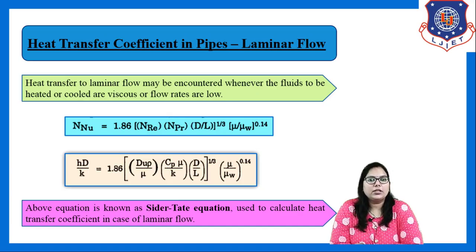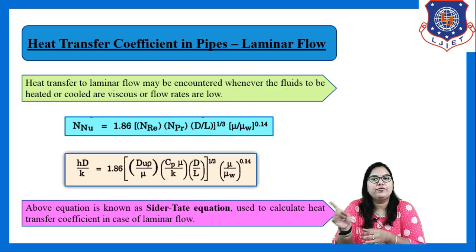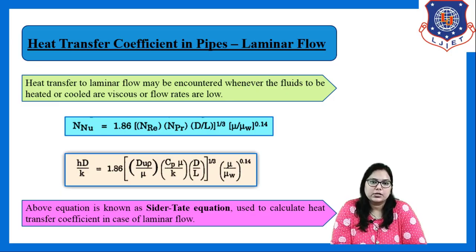Whenever we solve problems, first we have to calculate the Reynolds number. From the Reynolds number we can know the type of flow, either laminar flow or turbulent flow. If the flow is laminar, then we have to use this equation, the Sieder-Tate equation. You have to remember this equation. This is an empirical equation, there is no proof of that. Whenever we want to calculate heat transfer coefficient in case of laminar flow, we directly use the Sieder-Tate equation. So this is about the calculation of heat transfer coefficient in case of laminar flow.